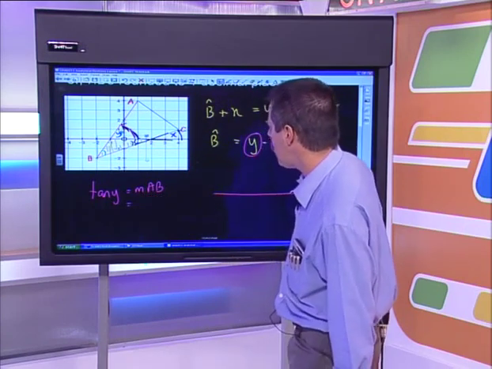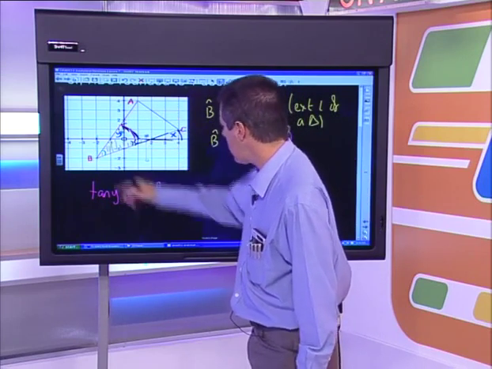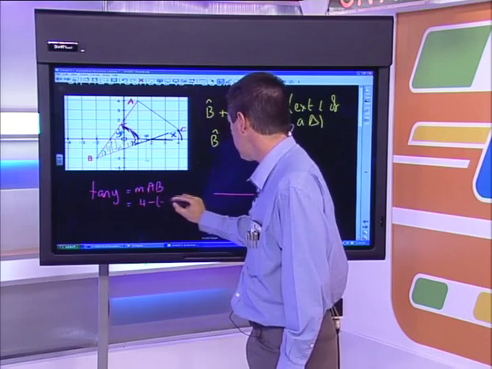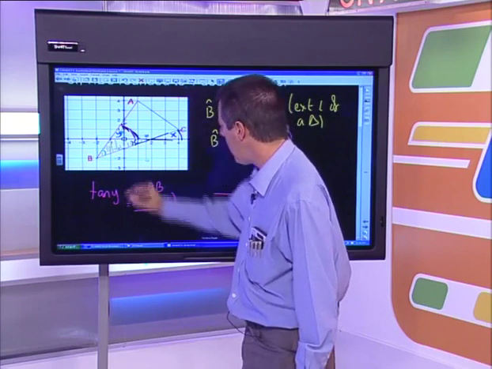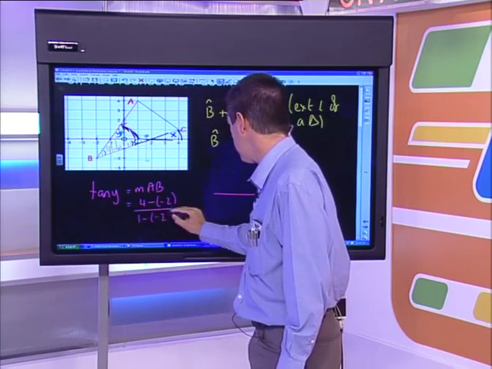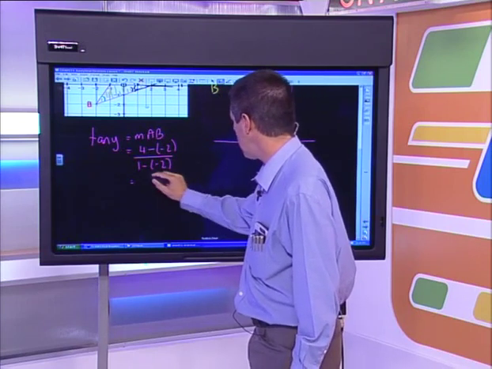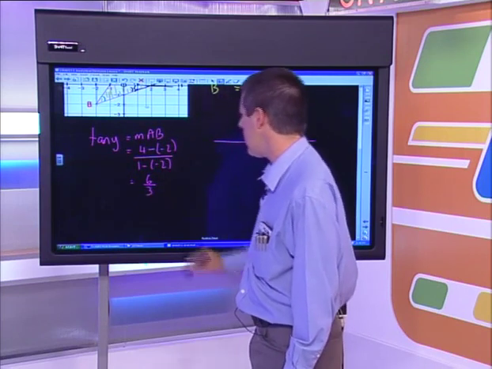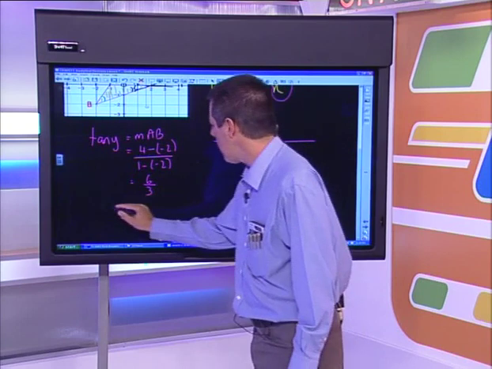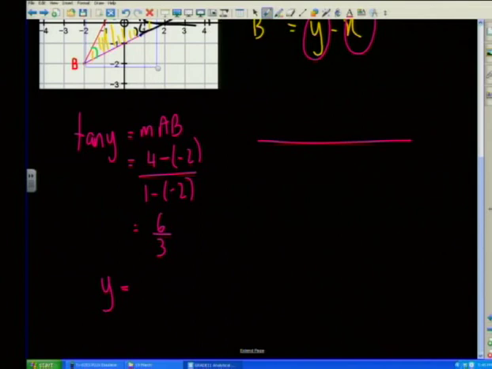So it would be the change in Y. So this Y is 4. So it's going to be 4 minus negative 2, all divided by the change in X, which would have been 1 minus negative 2. Okay, so I'm just going to go a little bit higher. And so over there, 4 minus negative 2 is going to be 6. 1 minus negative 2 is going to be 1 plus 2, which is 3. Okay, and so now I know that Y is actually going to be the arctan, the tan minus 1 of 2.